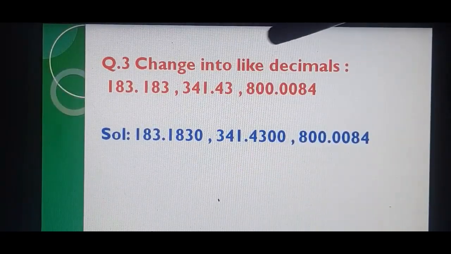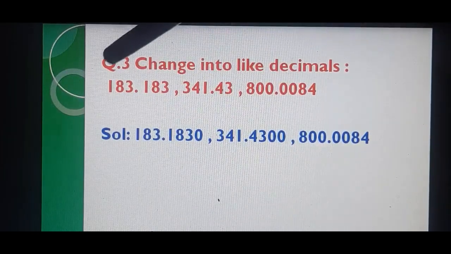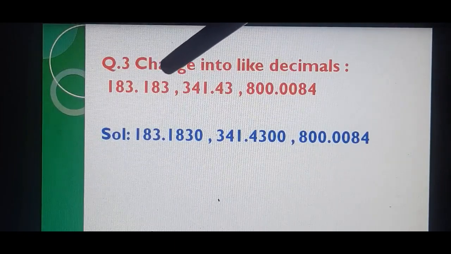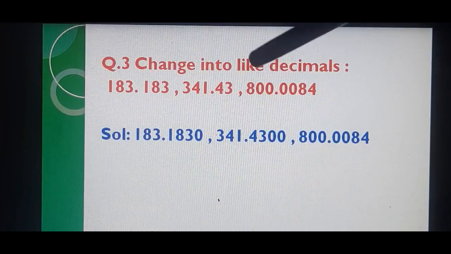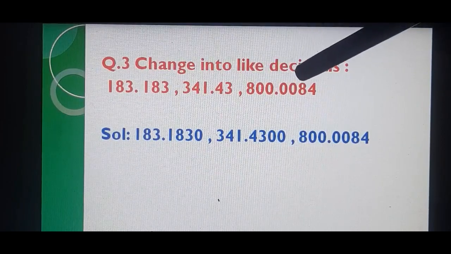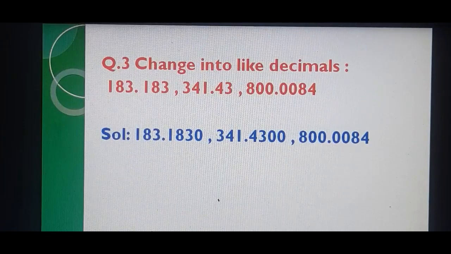Question number 3. Change into like decimals: 183.183, 341.43, 800.0084. Like decimals, that we have done now.